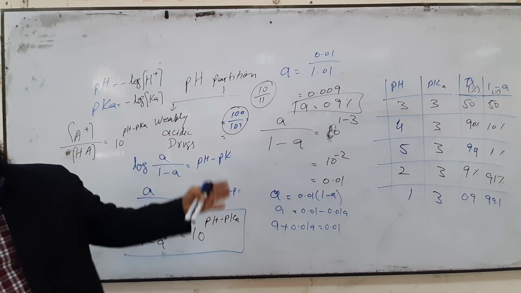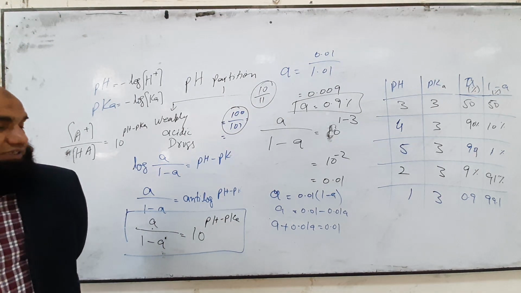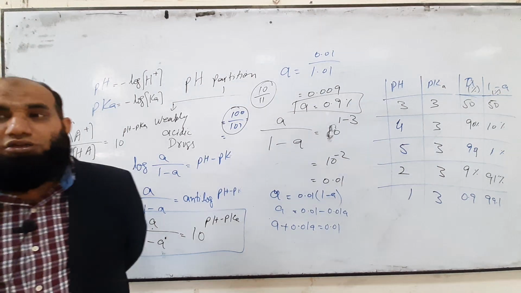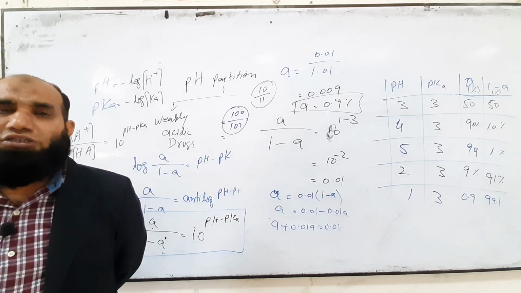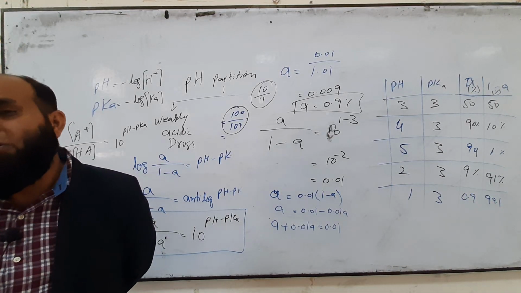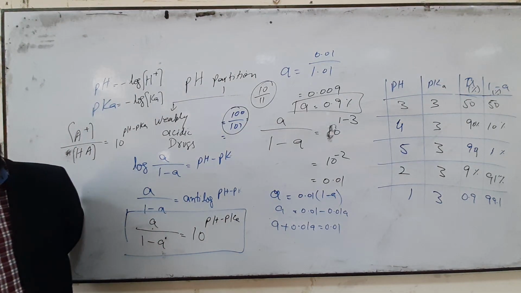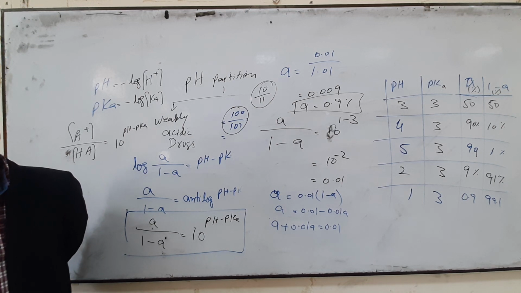We have this table, where we can check the values for salicylic acid and then aspirin. I assume that all of the students will take even two or three examples of weakly acidic drugs, search their pKa values, and then check their ionization and unionization at different pH: pH 4.5, pH 6.8 and pH 1.2 for the weakly acidic drug.